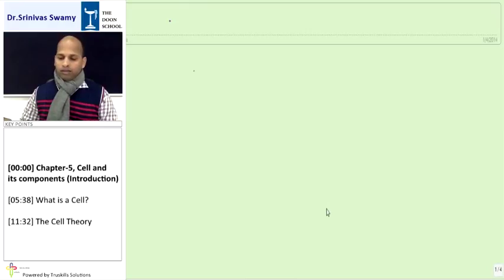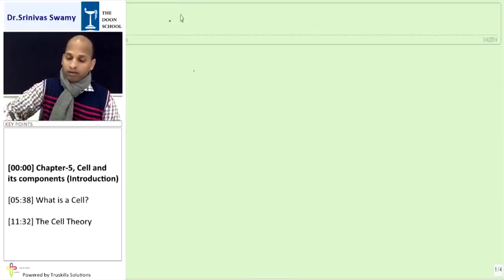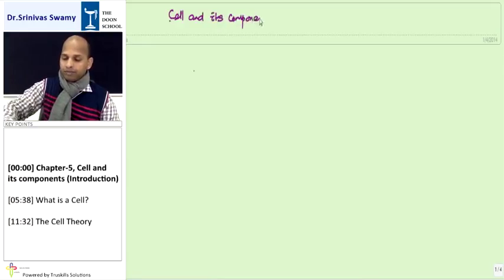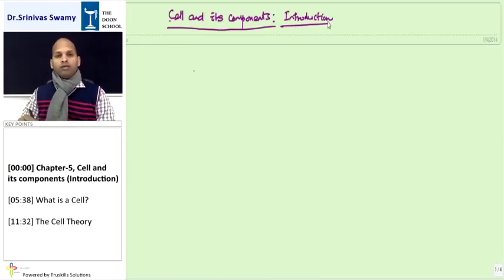to this session where we will be discussing the cell and its components. In this session, I will try to introduce you to the concept of a cell. What is a cell? What is its importance? And a few interesting aspects of the cell, like cell theory.